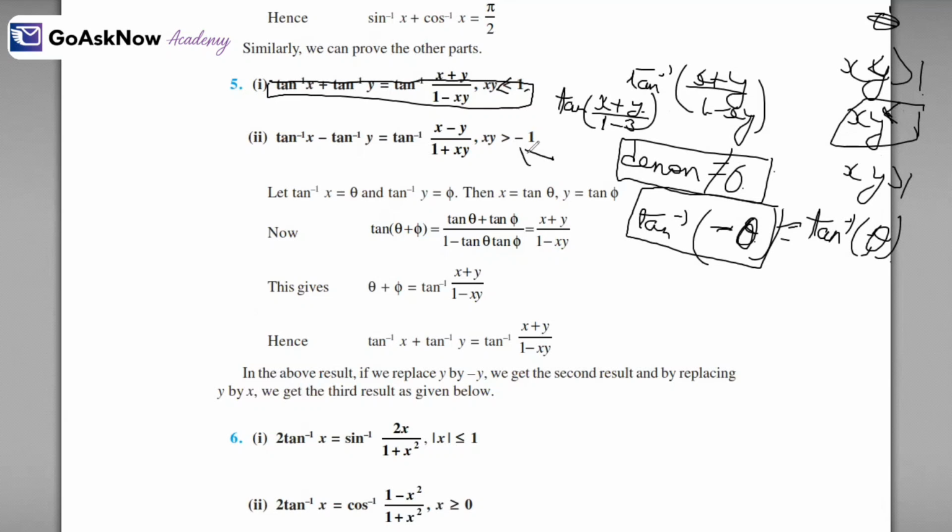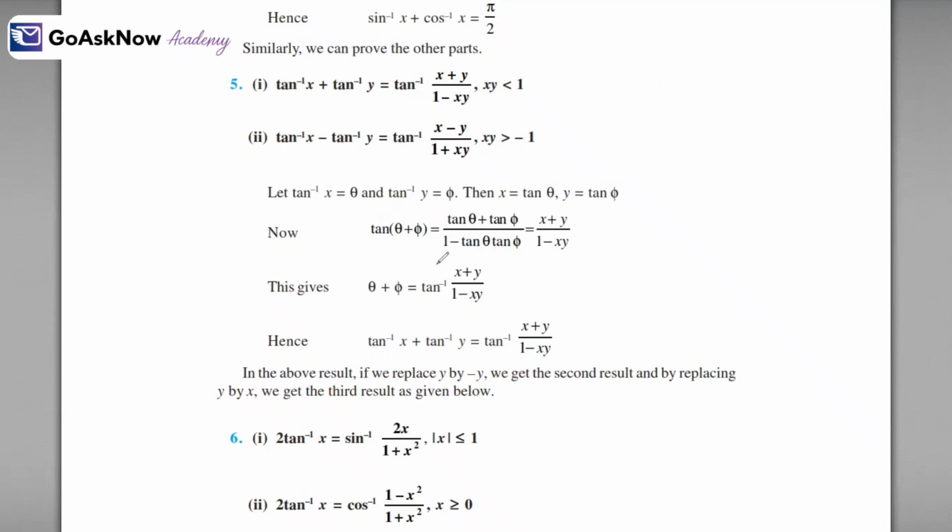Similar is the reason for this, xy is greater than minus 1. If you take the xy value less than minus 1, this term will become negative for you, and tan inverse of minus theta will come here, not tan inverse theta, as the final answer. So that is why we have taken this condition on xy. Now let's find out how these formulas have come. We will see the derivation of this.